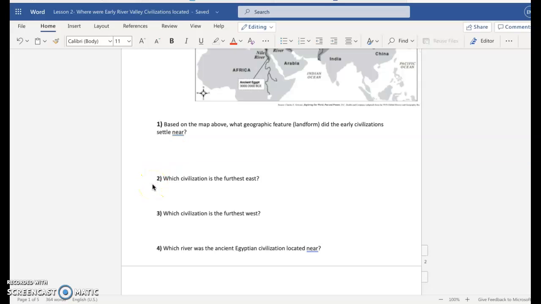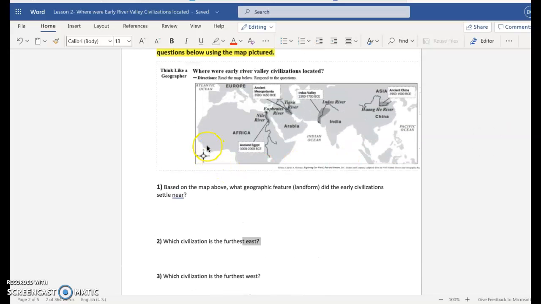Question number 2, which civilization is the furthest east? Now we're bringing back our compass rose, which we gave you right down here. Use that compass rose if you forgot which direction is east. Now remember, these white boxes are the different civilizations. So which civilization is the furthest east?